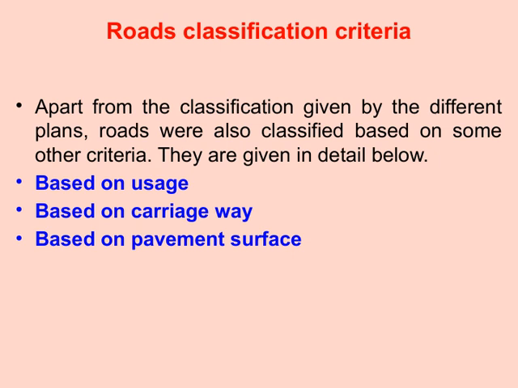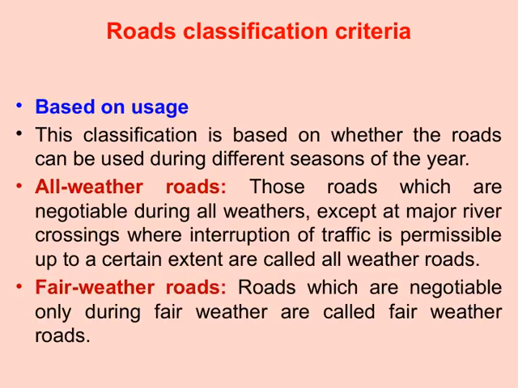This, in turn, helps us plan more effective and efficient road networks. Let's take a closer look at how roads are classified based on their usage. This classification helps us understand how roads serve different needs throughout the year. The key idea here is whether a road can be used during various seasons or weather conditions.